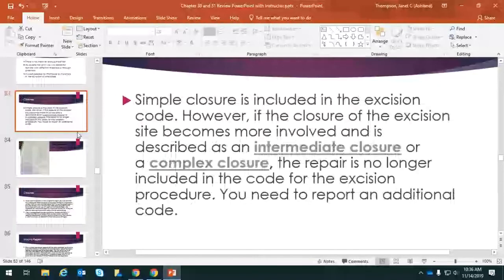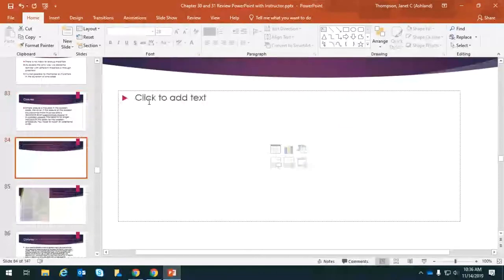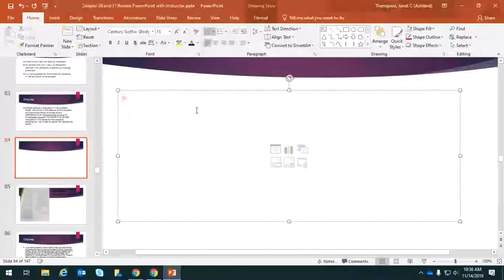All right, now we're going to look at closures. Closures are also known as a repair. They start with codes 12001, repair simple. So take a moment to turn to that section.